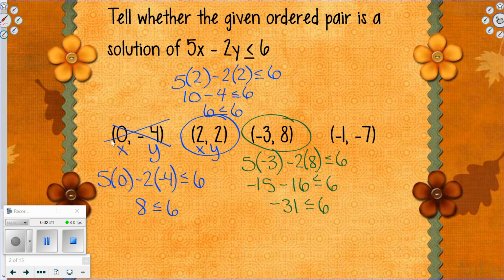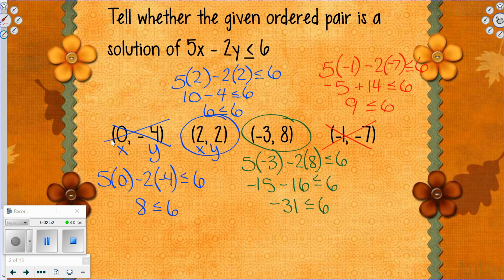And the last one. 5 times negative 1 minus 2 times negative 7, less than or equal to 6. So that's negative 5 plus 14. That gives me 9, less than or equal to 6? No, that one's not. Pay attention. All right, so out of those 4, only 2 of them were answers.